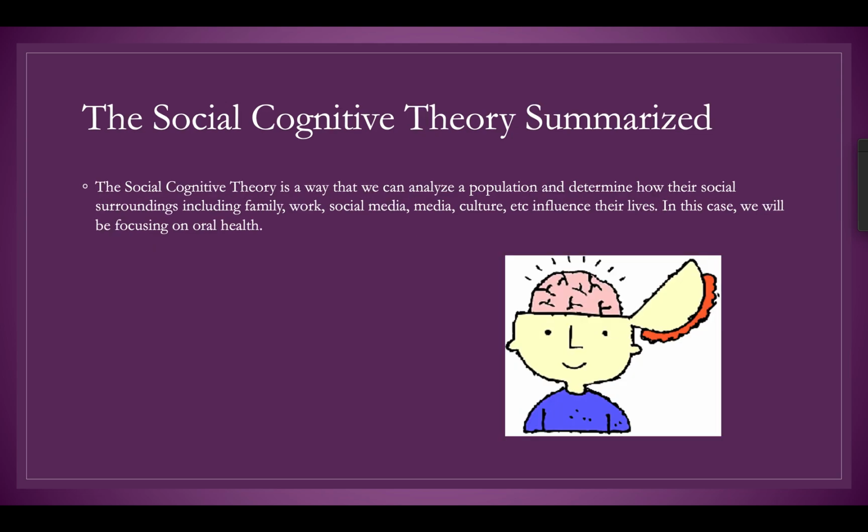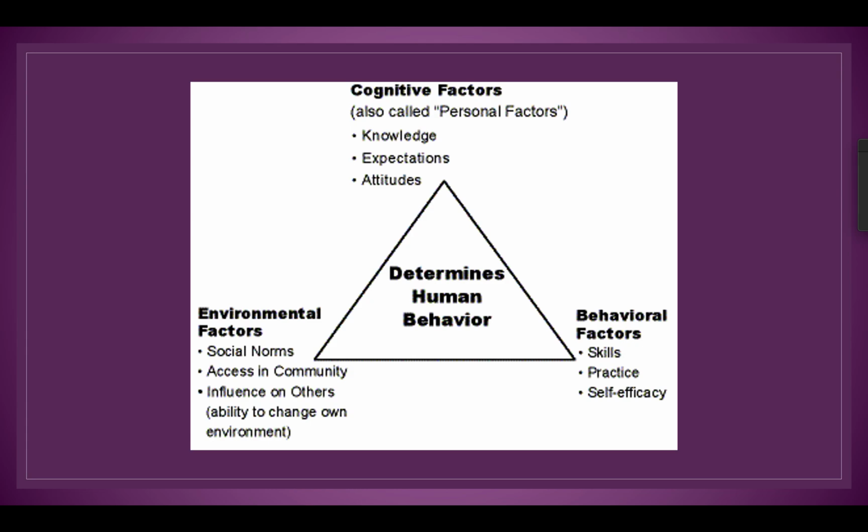So again, I just decided to go ahead and summarize that in my own words. The social cognitive theory is a way that we can analyze a population and determine how their social surroundings, including family, work, social media, culture, etc., influence their lives. In this case, obviously, we'll be focusing on oral health. So this is the picture that I decided to use for this theory, and I think it works really well. And this is also why I really like this theory so much, because it's so simple.